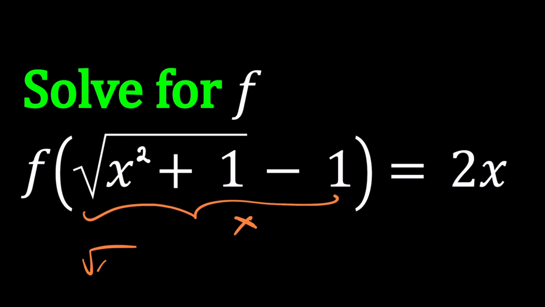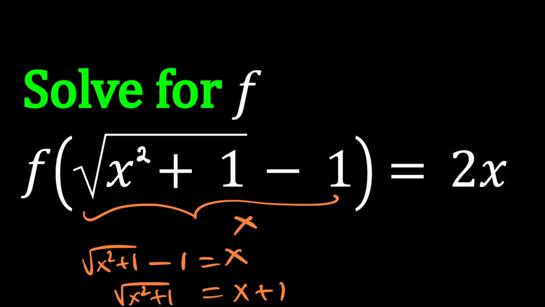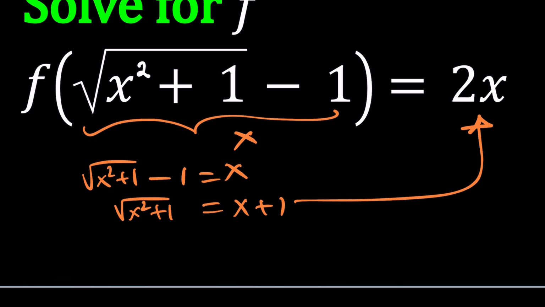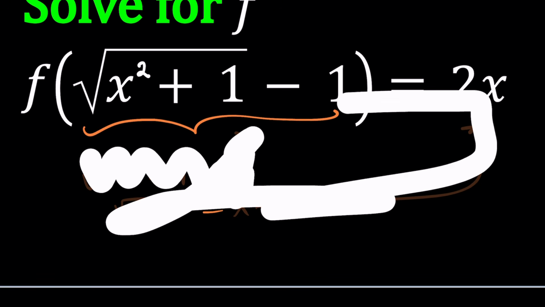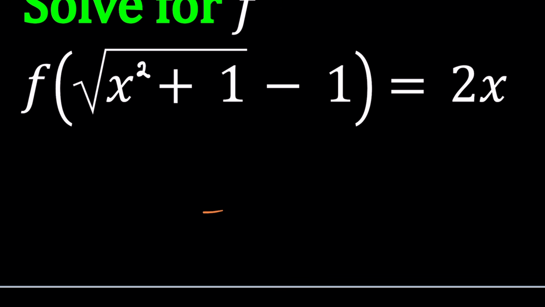And from here we get the square root of x squared plus 1 minus 1 is equal to x. And then we can just isolate the radical, square both sides, and then we should be able to solve for x. But that x value is going to be numerical. And when you plug it in on the right-hand side, it's not going to give you what you're looking for. It's just going to be a numerical value. That's not what we want because those x's are not supposed to be the same thing. Okay, let me explain what I mean by that.